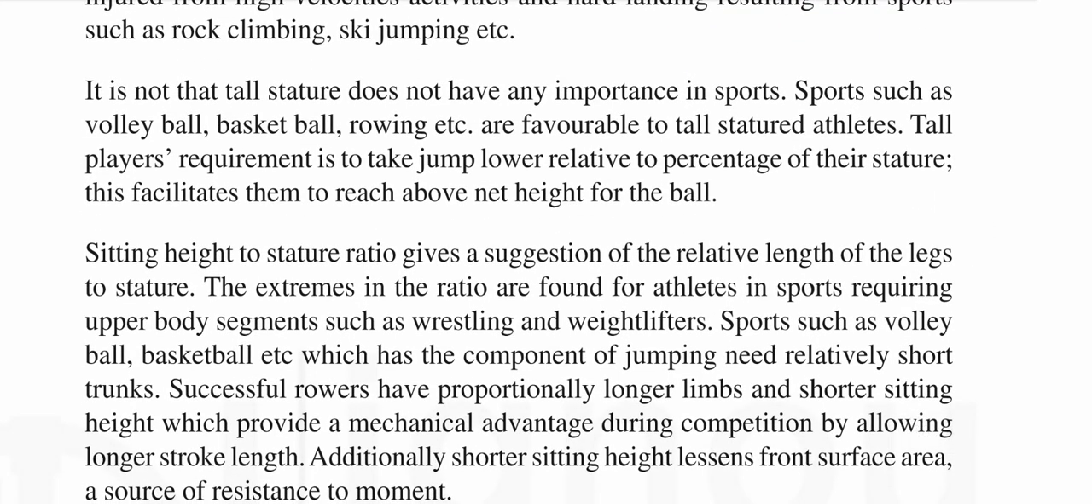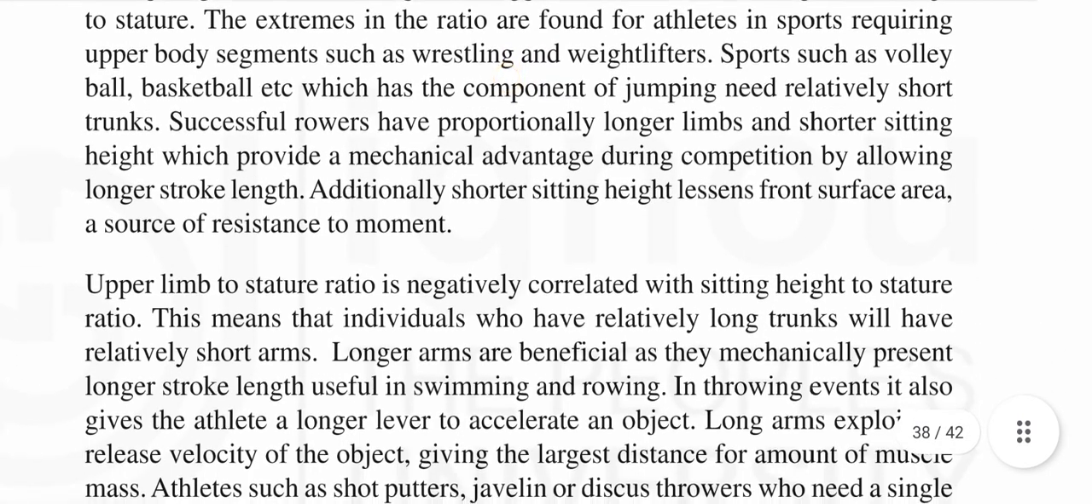Sitting height to stature ratio gives a suggestion of the relative length of the legs to stature. The extremes in the ratio are found for athletes in sports requiring upper body segments, such as wrestlers and weightlifters, while sports such as volleyball, basketball, etc., which have the component of jumping, need relatively short trunks. Successful rowers have proportionally longer limbs and shorter sitting height, which provide a mechanical advantage during competition by allowing longer stroke length. Additionally, shorter sitting height lessens front surface area, a source of resistance to movement.